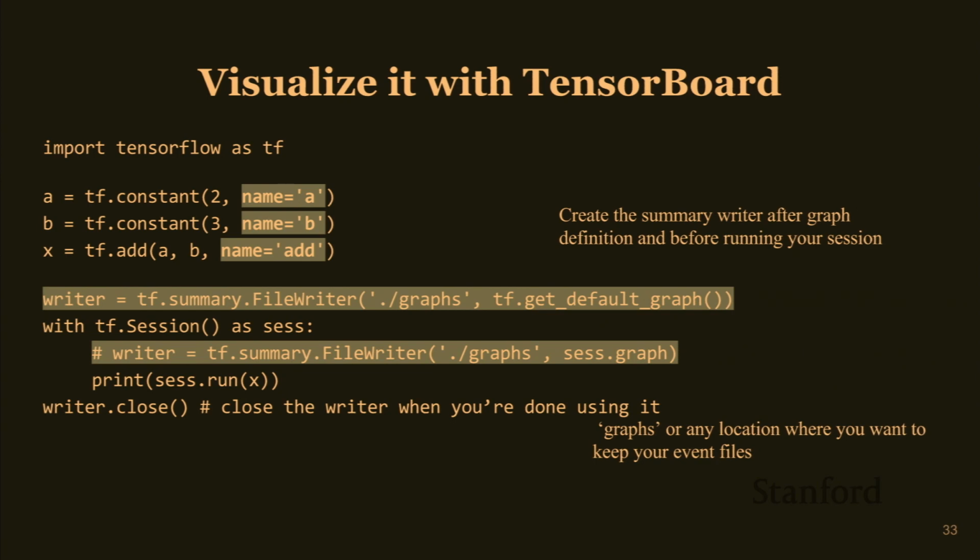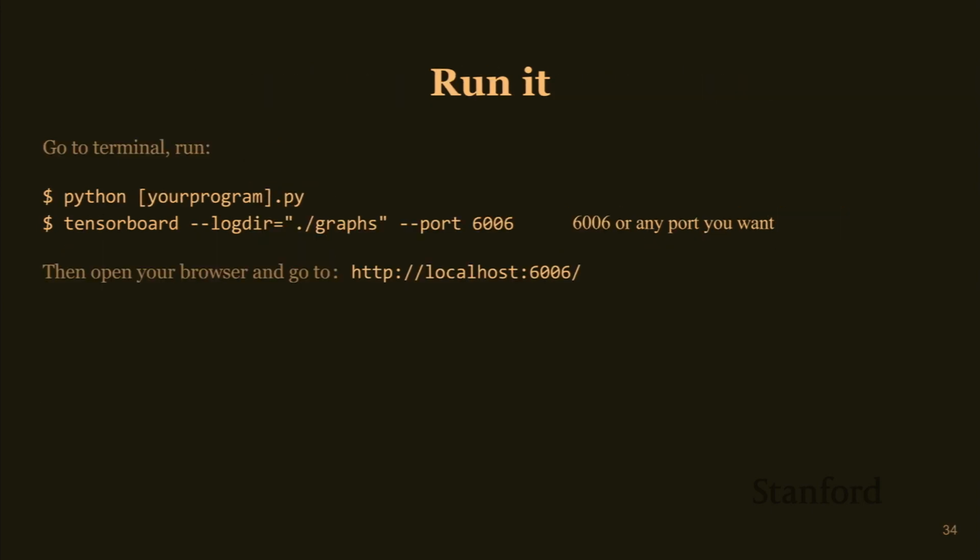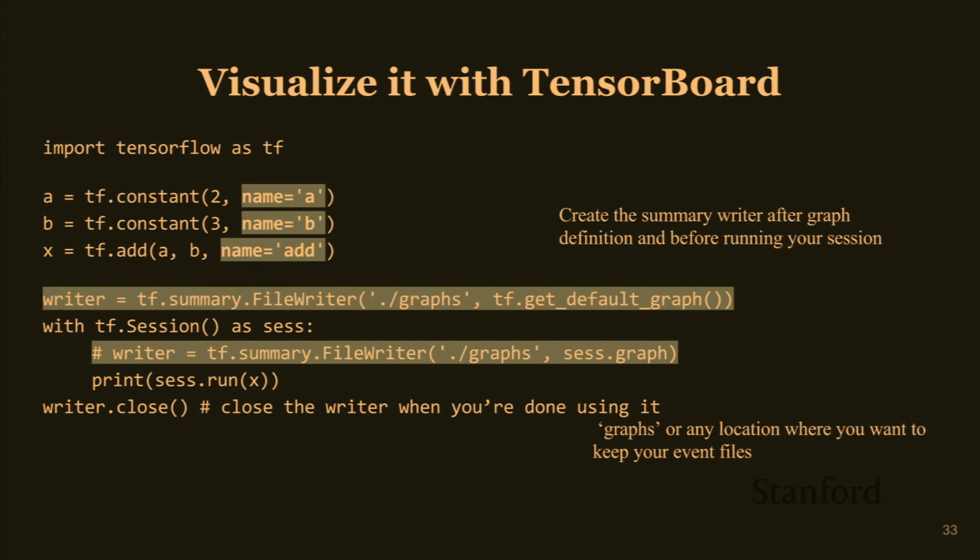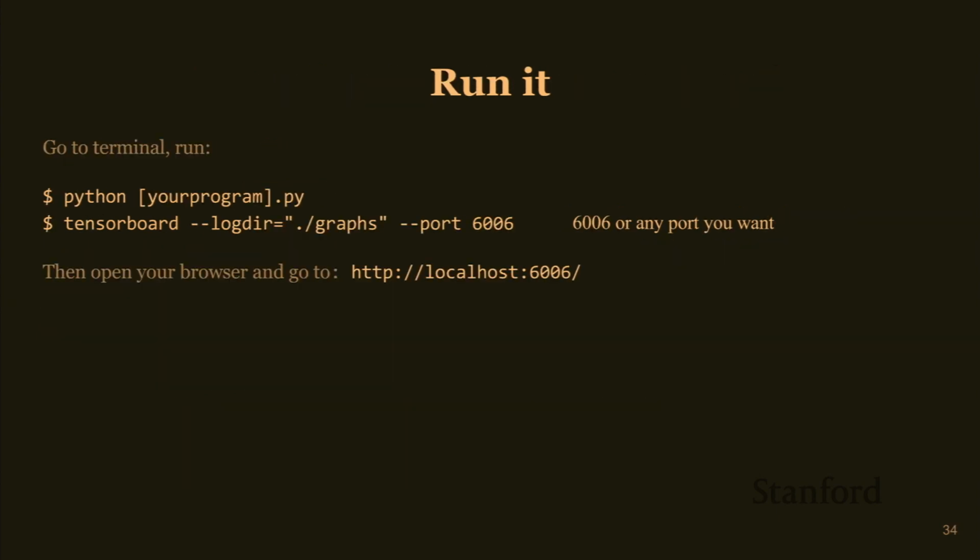Either way is fine, and you can close or write it after you finish using it. So after you do this, and you remember that we write that to the graph folder, we can run the program, and now you can just use this keyword, tensorboard --logdir graphs, and by default it opens to port 6006, but you can use any port that you want.